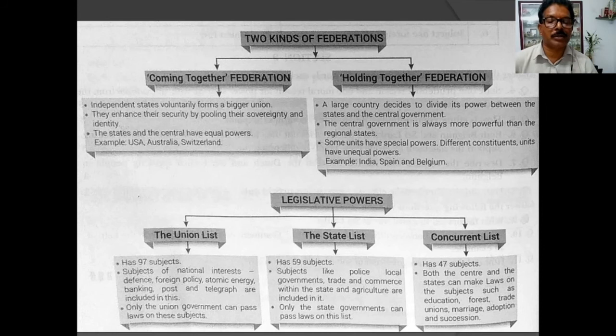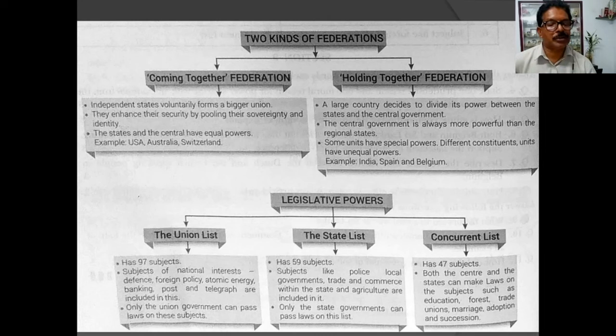Let us see what are the powers of the state government. The state has around 66 subjects, like police, local government, trade, commerce, agriculture, etc. Only the state government has the power to make laws on the state list in normal conditions. Suppose an emergency is declared in the state due to war or constitutional breakdown. When there is no government in the state, the power is in the hands of the central government, and the central government can make laws on the state list. Third, we have the concurrent list. Concurrent list has 47 subjects.